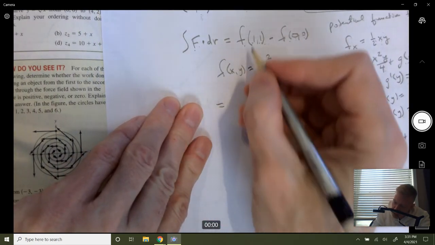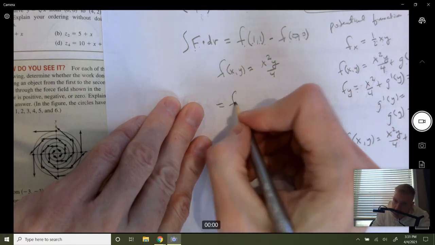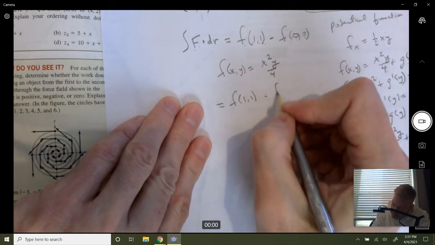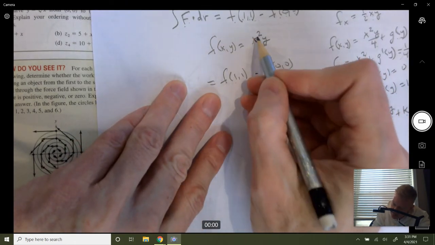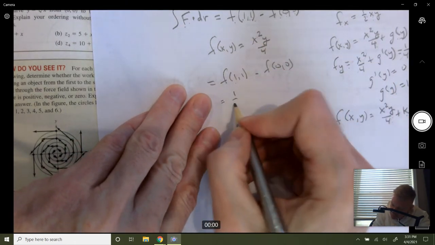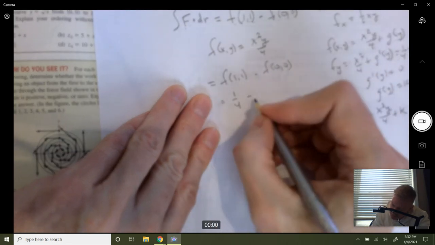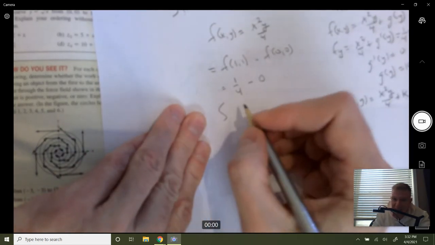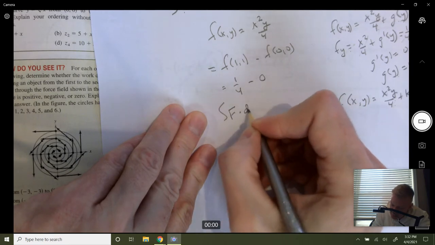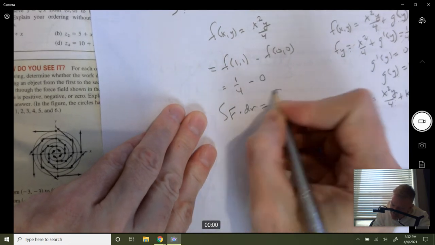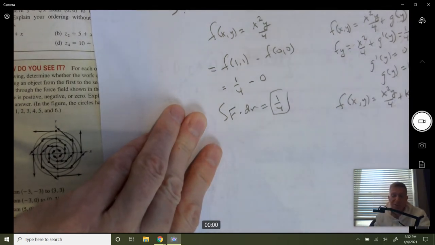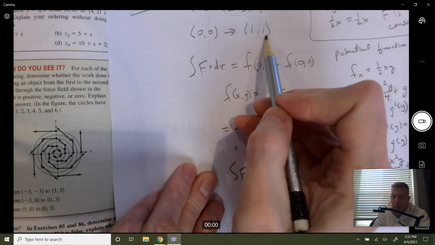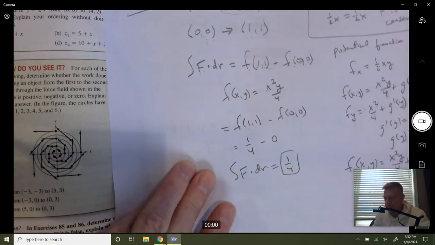Okay, so we want f(1, 1) minus f(0, 0). So plugging in (1, 1), we're going to get 1 squared times 1 over 4, which is 1/4. Minus f(0, 0), we get 0. And what do you know? We get the integral of F dotted with dr is equal to 1/4, which is the same thing they got along all 3 of those paths. And we didn't use a path at all. We didn't parametrize a curve. We just said we're going from this point to this point along whatever path we wanted.